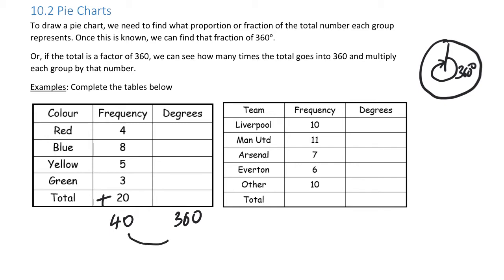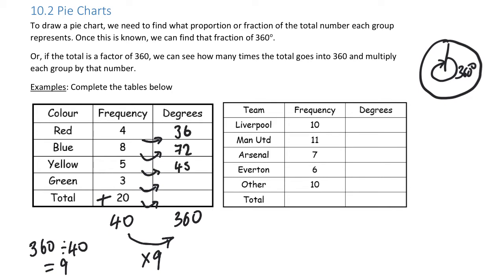Now to get from the frequency up to the total number of degrees, we can multiply by 9. To do that, we simply divide 360 by 40, and the answer is 9. So then if we multiply each of the frequencies by 9, we can work out the size of the angle in the pie chart. So 4 9s are 36, 8 9s are 72, 5 9s are 45, 3 9s are 27, and 20 9s are 180 degrees. And if we add up those angles, they do indeed add to 360.